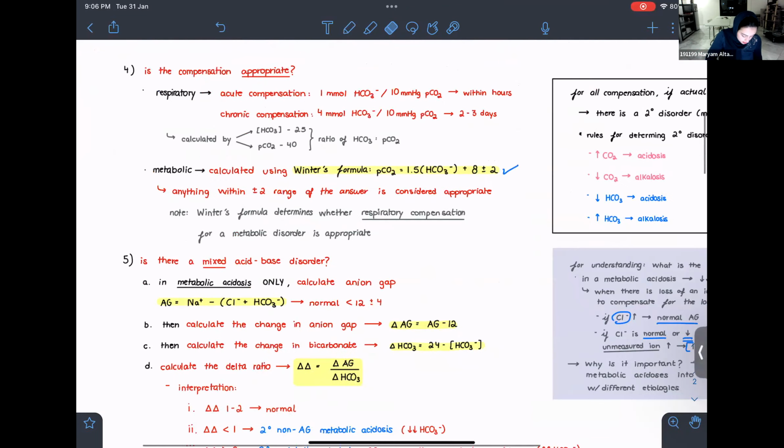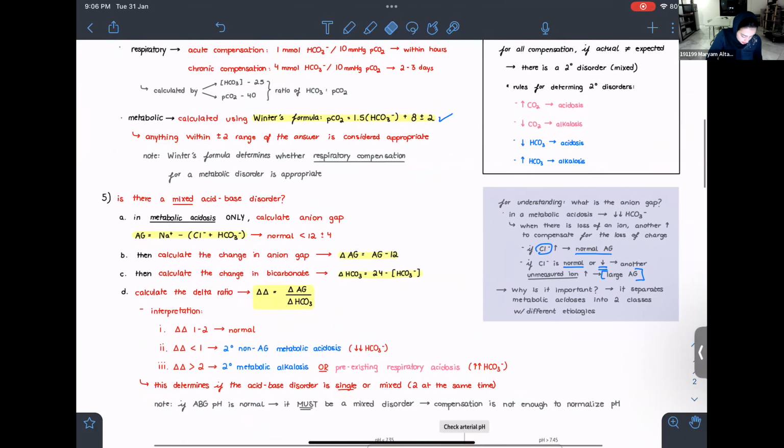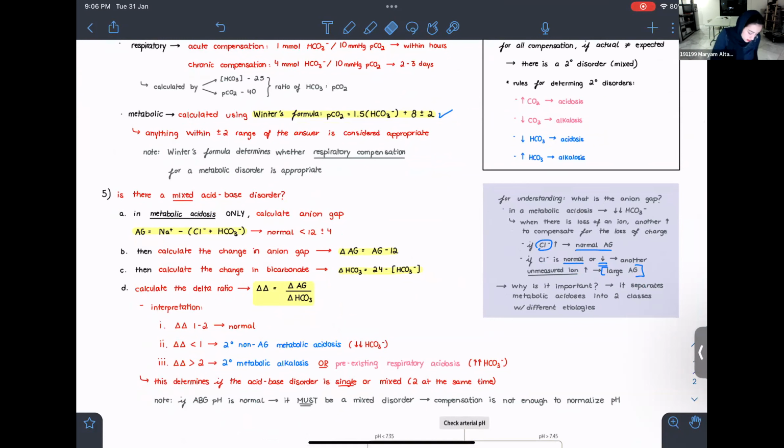Okay, so now let's resume. I'm going to keep this here on the side so you can see. So for metabolic acidosis only, we're going to calculate the anion gap. And the way you calculate it is sodium minus chloride plus bicarb. Okay, so the normal is going to be 12, plus or minus 4. So the same way we had plus or minus 2 in Winter's formula, we're going to have plus or minus 4 in metabolic acidoses here in the anion gap.